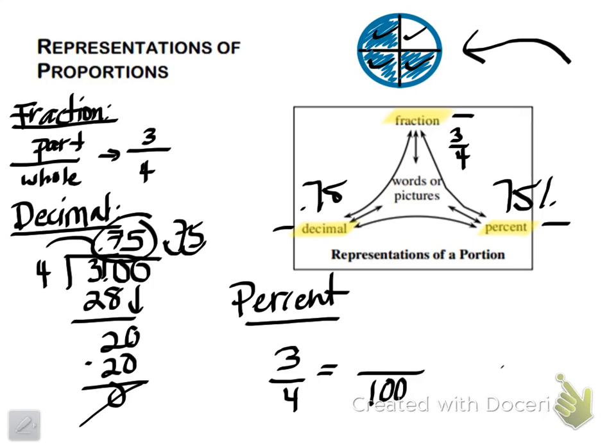Well, how did we get from 4 to 100? That's correct. We multiplied by 25. But using the giant 1 or the multiplicative identity, we know whatever we do to the top, we have to do to the bottom. 25 times 3 is 75. Therefore, we have 75%.